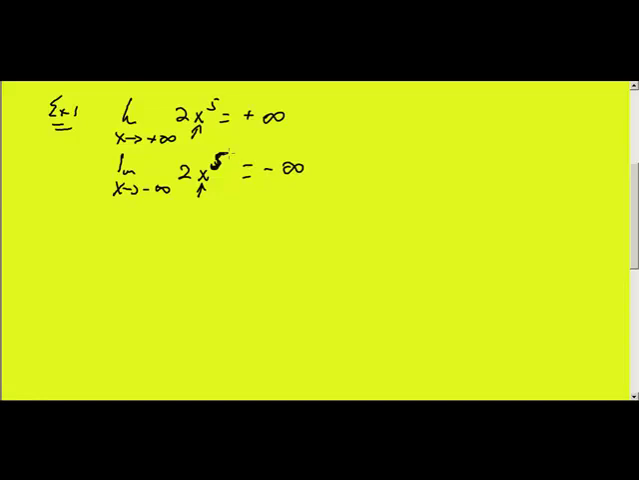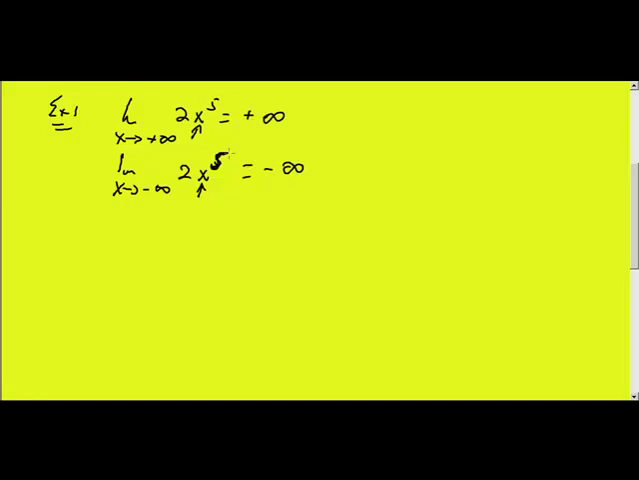Example number 1 says the limit as x goes to positive infinity of 2x to the 5th is equal to positive infinity, because if you put in a big positive number raised to the 5th power, it's going to get really big. But what about the limit as x goes to negative infinity of 2x to the 5th? When you put in a big negative number and raise it to the 5th power, you're going to get a negative, so it's going to go to negative infinity. That's pretty straightforward.